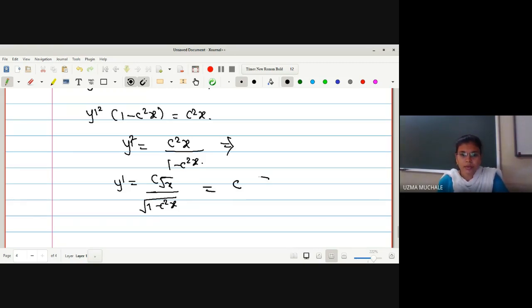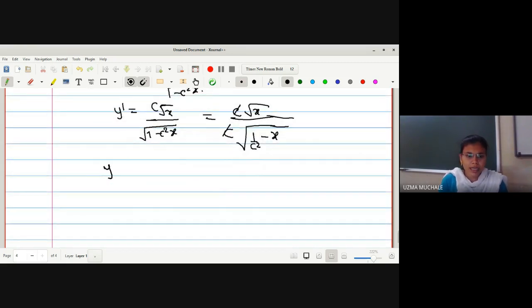Now, if you want to cancel the value of c, we can take c common. If you take c common, what remains here will be 1 by c square minus x. If we take c square outside, it will be c, so this c gets cancelled. So what we get is y dash is equal to under root of x divided by under root of 1 upon c square, which we can rename as another constant, say a, minus x. Okay? Is it okay? Yes, ma'am.